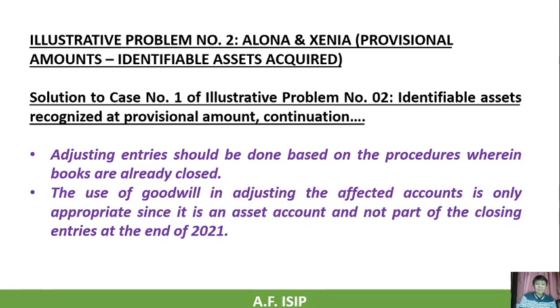The use of goodwill in adjusting the affected accounts is only appropriate since it is an asset account and not part of the closing entries at the end of 2021. The affected account in our adjusting entry is goodwill because goodwill is an asset. Goodwill is not closed at the end of the year. So, adjusting entries regarding the cost of the asset will be charged to goodwill, which is an asset account.